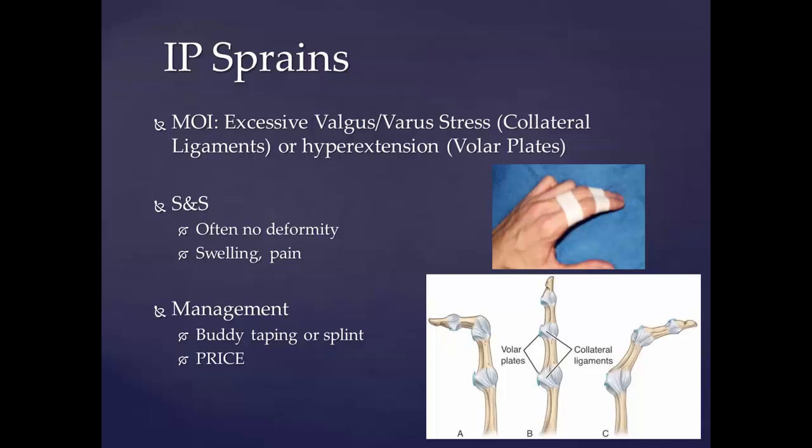Deformity may be visible if a dislocation has occurred, although the lack of deformity does not exclude that diagnosis. Inspection of the digit may also reveal ecchymosis, abrasions, and lacerations. Tenderness to palpation should be assessed. Radial and ulnar joint line tenderness implies collateral ligament injury or fracture, whereas volar tenderness implicates injury to the volar plate. Treatment of an IP sprain is typically buddy taping, which is when the finger is taped to the nearest available healthy finger, or splinting of the fingers or thumb. Also, PRICE can help with pain management.